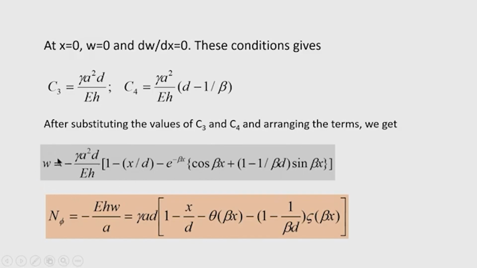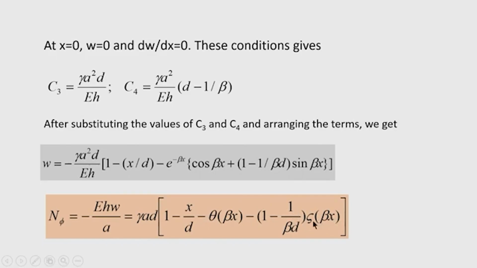So, once you know w, then the membrane stresses, only one membrane stress is of importance, that is n phi, others are insignificant in the problem and these are neglected. So, n phi equal to minus E h w divided by a, and substituting w here we get n phi as gamma a d into 1 minus x by d minus theta beta x minus 1 minus 1 by beta d. So, this is one constant parameter multiplied by another function xi beta x.